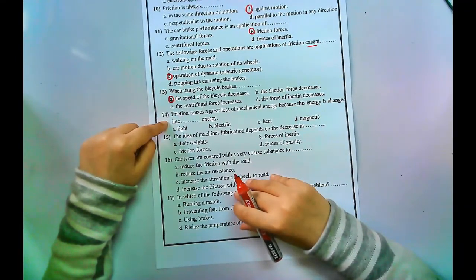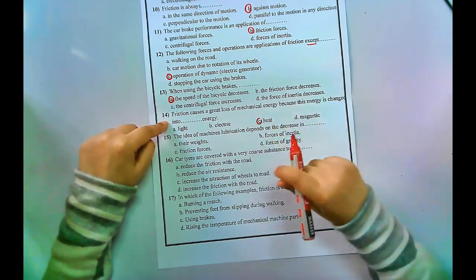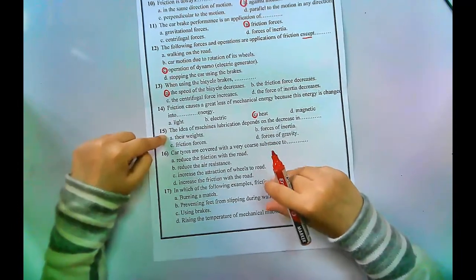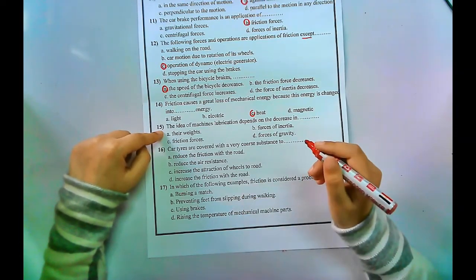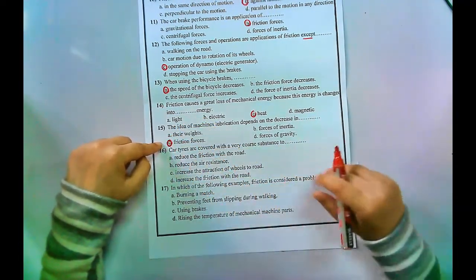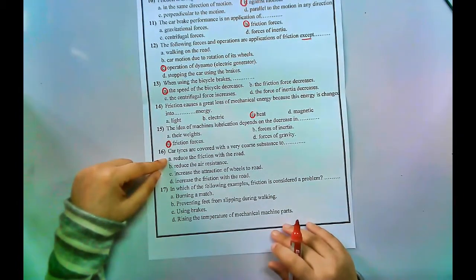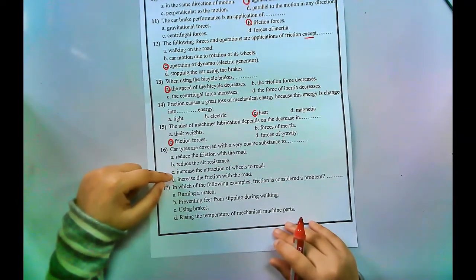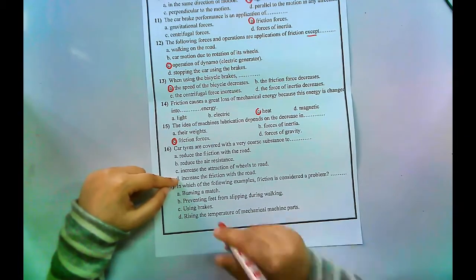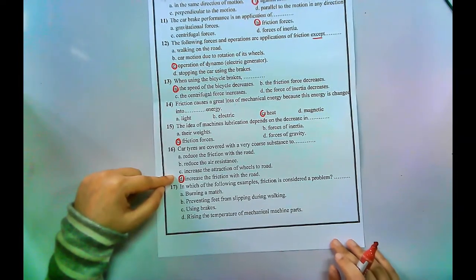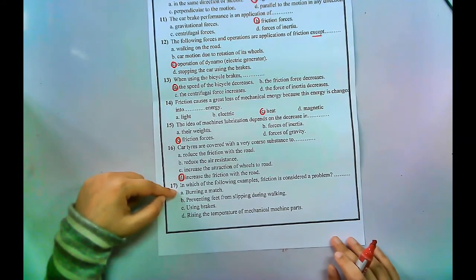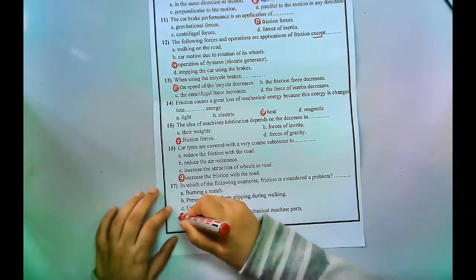Friction causes a great loss of mechanical energy because the energy changes into heat. Friction force changes mechanical energy into heat energy. The idea of machine lubricants depends on decreasing friction force. Car tires are covered with very coarse material to increase friction with the road, so we can control the car's movement and stopping. In which of the following examples is friction considered a problem? Rising temperature of mechanical machines.